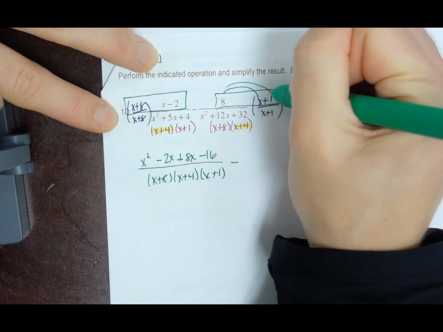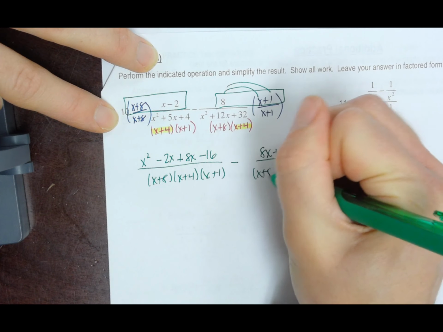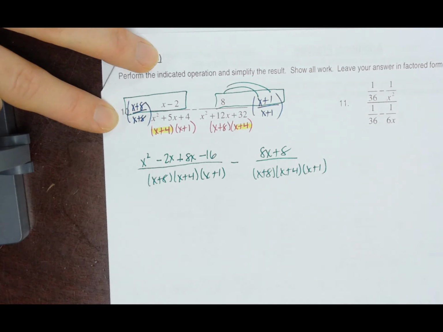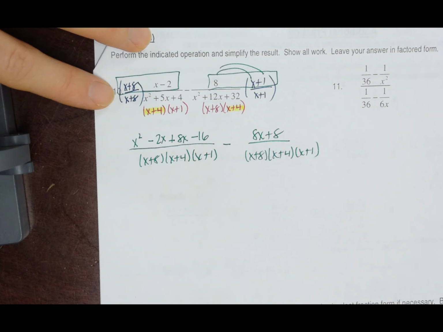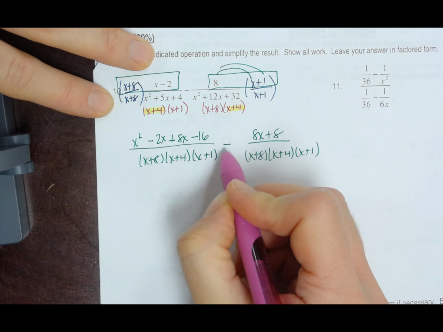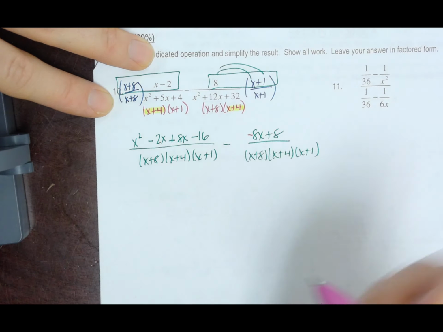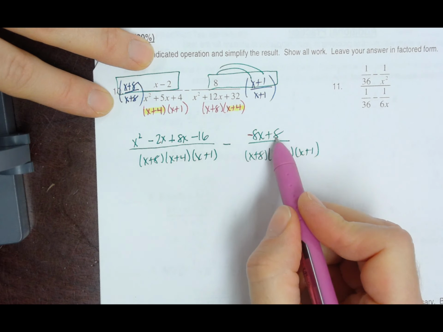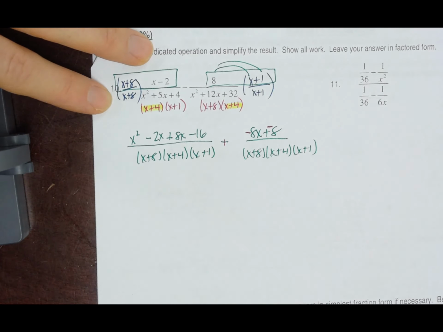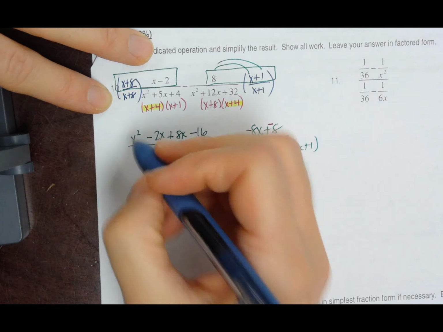Minus, go ahead and distribute that 8, so 8x plus 8 over x plus 8, x plus 4, and x plus 1. Okay, now we're in a position where both denominators are identical. All right, so we can combine like terms up top, but what you have to be careful about is subtraction. So we have to subtract the 8x, so it's going to be like a negative 8x, and we have to subtract the 8, so I'm going to put a negative on that as well. All right, so now when I combine like terms, I'll know the true signs of what those two are going to be.